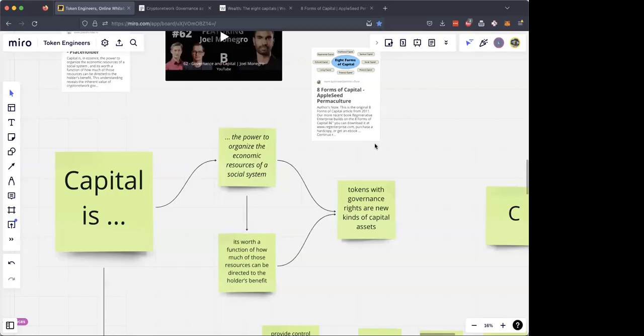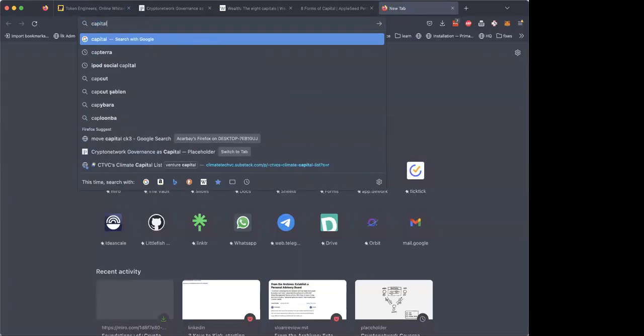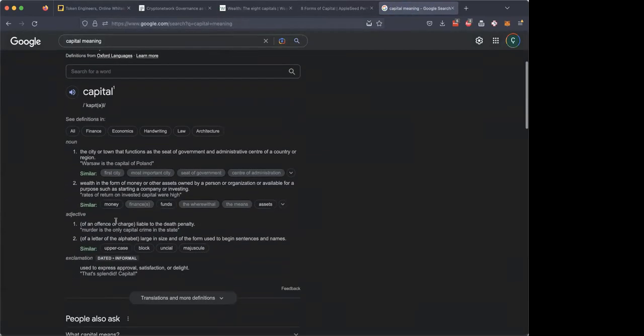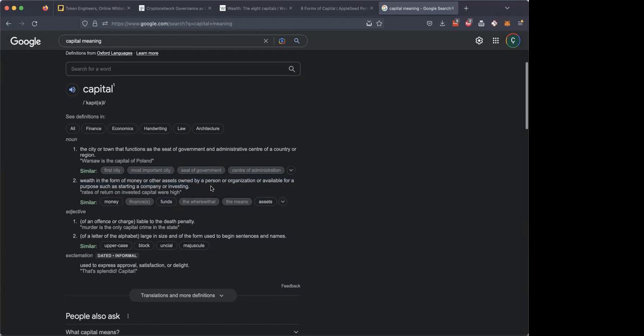One thing that popped up about a month ago in the philosophy channel in Discord was this idea of 8 forms of capital. Let's go ahead and Google what capital is and see what it says. Capital meaning. It says, wealth in the form of money or other assets owned by a person or organization or available for a purpose such as starting a company or investing. Basically, money or assets.